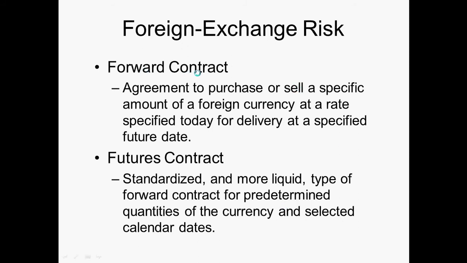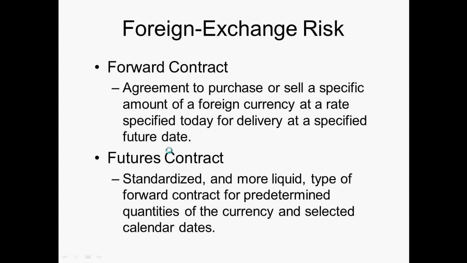One version of this is a forward contract. So this is an agreement to purchase or sell a specific amount of a foreign currency at a rate specified today for delivery at a specified future date. If you know you're going to need a certain amount of currency at a certain time, you could take out a forward contract. Then you can lock in some kind of an exchange rate.